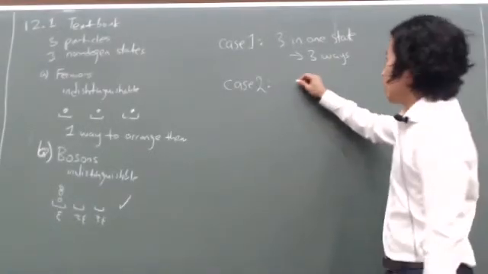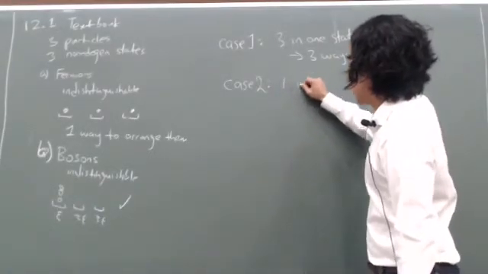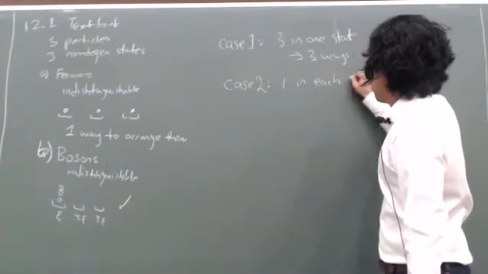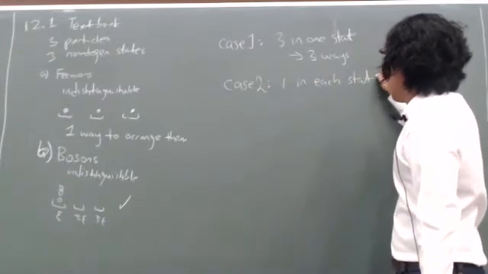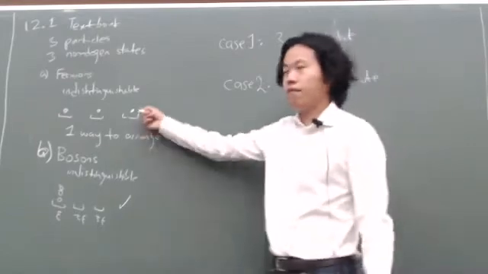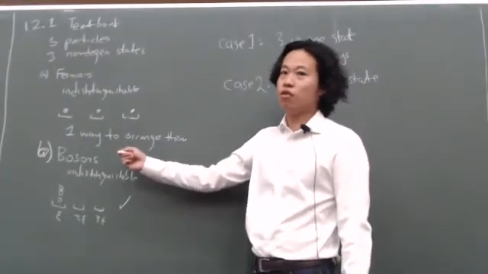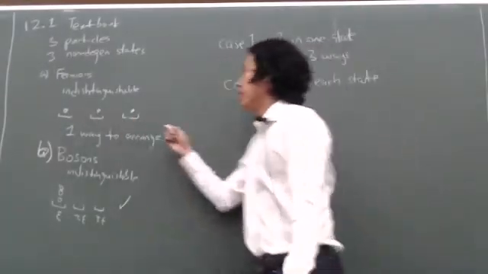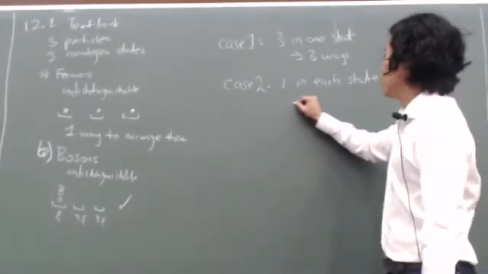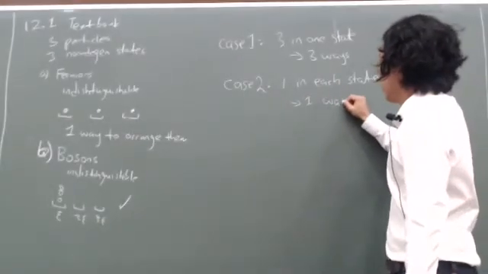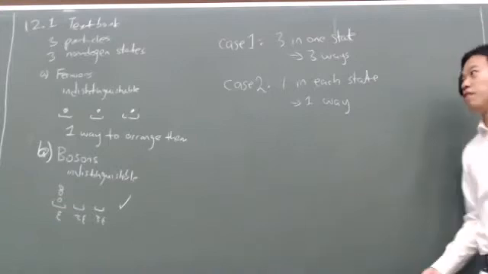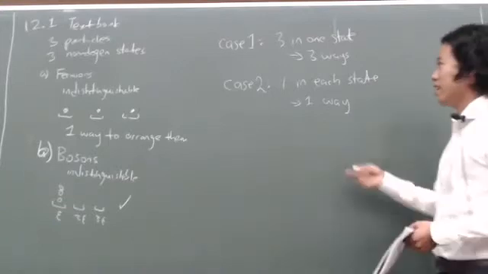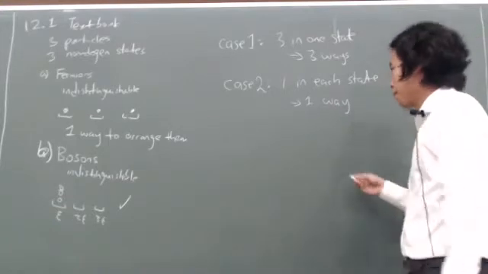Case 2 is you have 1 in each state. So again, like fermions, they're indistinguishable. So if you put 1 in each state, then there's only one way to do it. Oh, I mean, you can do it several different ways, but you can't tell. So effectively, you have one way to do it.